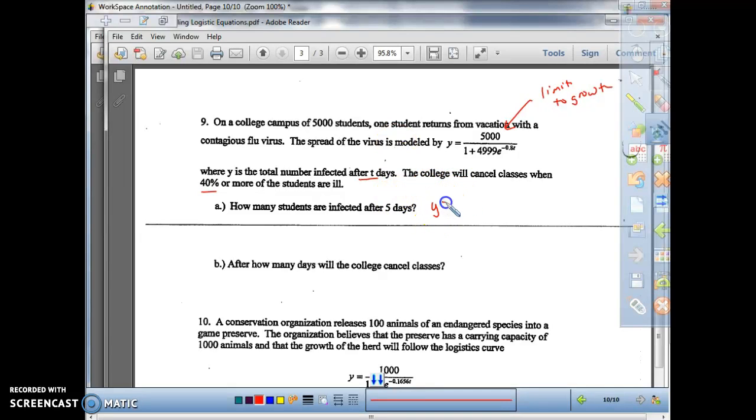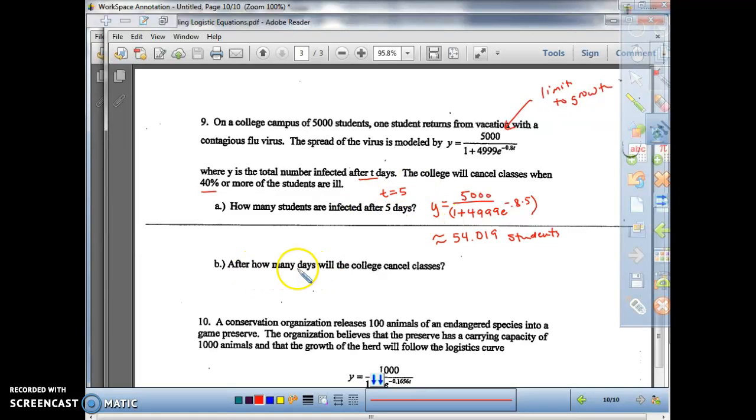Essentially I'm just going to plug in a t of 5. That's what this is saying. So I get y is equal to 5,000 over 1 plus 4,999 e to the negative 0.8 times 5, and all that would be your exponent. If you do this in the calculator, be careful to either do it in separate steps or make sure all this is your denominator. So the students that will be infected is approximately 54.019 students after 5 days. That's one way we can use the model, is to solve for how many we have, whether it's infected students, whether it's bacteria, whatever we're modeling the growth for.